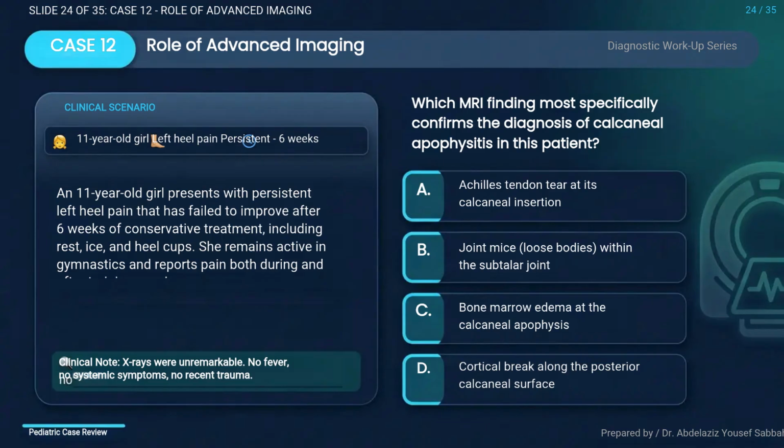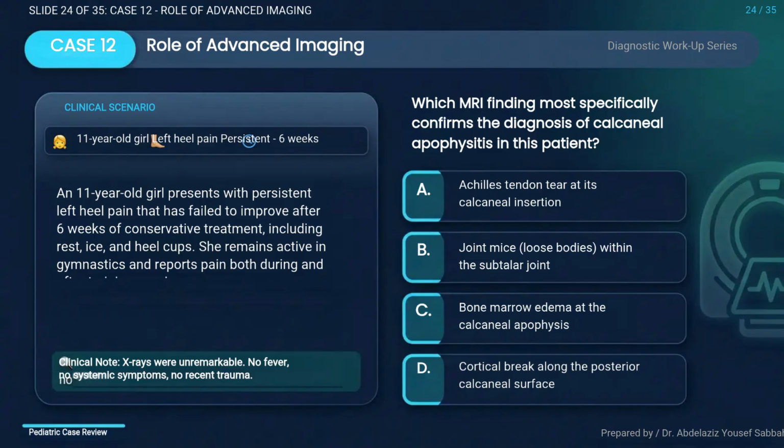Case 12. An 11-year-old girl presents with persistent left heel pain that has failed to improve after 6 weeks of conservative treatment, including rest, ice, and heel cups. She remains active in gymnastics and reports pain both during and after training sessions. Her physician orders a magnetic resonance imaging of the left foot to further evaluate the heel. X-rays were unremarkable, no fever, no systemic symptoms, and no recent trauma. Which magnetic resonance imaging finding most specifically confirms the diagnosis of calcaneal apophysitis in this patient?